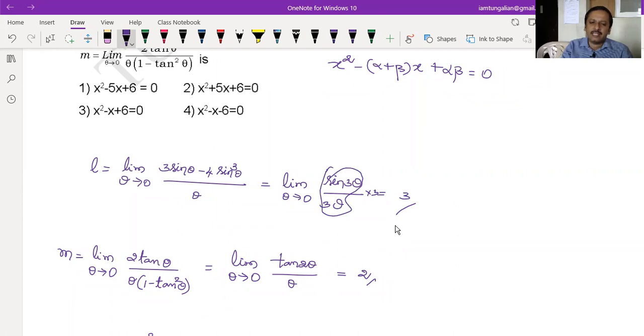Then for M, limit theta tends to 0, 2 tan theta by theta into 1 minus tan square theta. 2 tan theta by 1 minus tan square theta can be written as tan 2 theta. You know that formula. So now limit theta tends to 0, tan 2 theta by theta will be equal to 2, because here you have to multiply and divide by 2. As theta tends to 0, tan 2 theta by 2 theta becomes 1. 1 into 2 will give you 2. So L is 3, M is 2. We want a quadratic equation whose roots are 3 and 2. That's nothing but x square minus 5x plus 6 equal to 0.